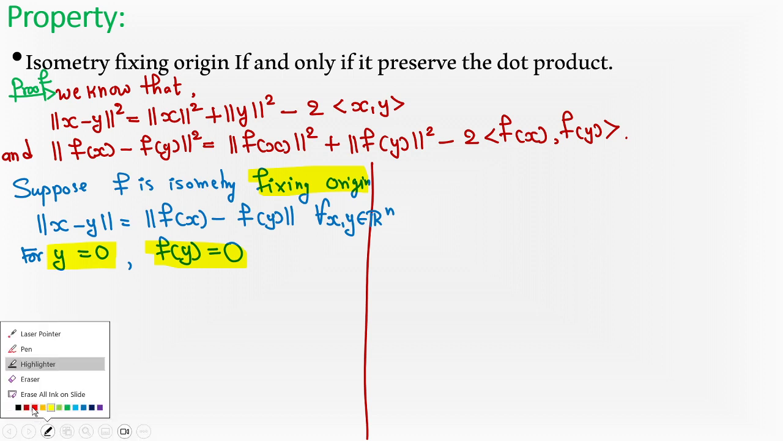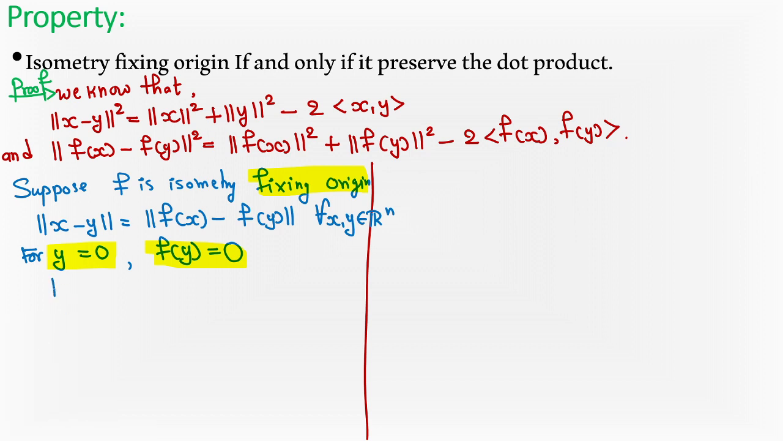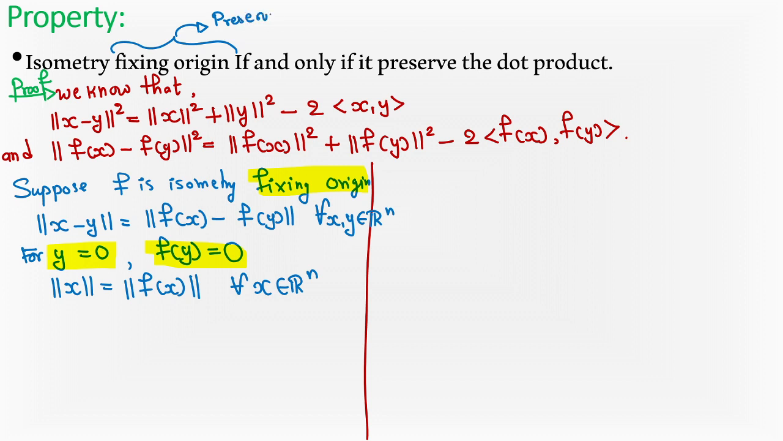So if I use that property, what I find is I can see that the norm of x is the same as the norm of f of x, and this is true for all x inside Rn. So there is one more thing that you are learning over here: if it is an isometry fixing origin, it will preserve norm. Norm by the definition only.